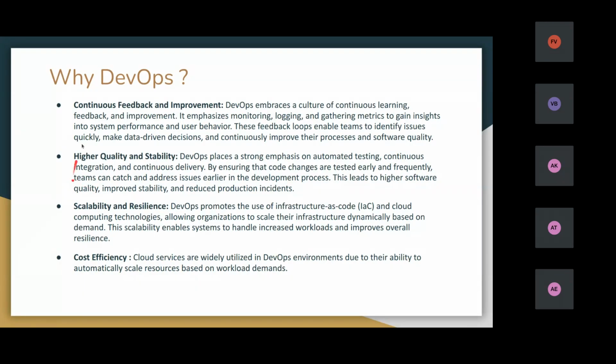Then, higher quality and stability. DevOps always ensures higher quality for our code, infrastructure, and security practices, so higher quality and stability is maintained. Every time a code is pushed to that repository, it will be tested for any vulnerabilities, etc. Only after it is tested will it be deployed to the main branch.